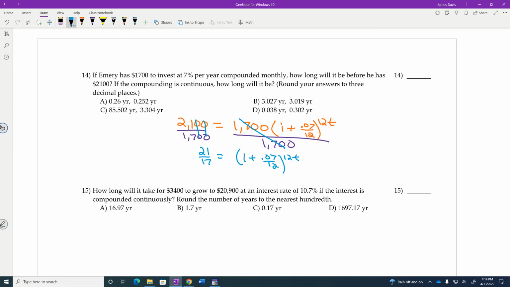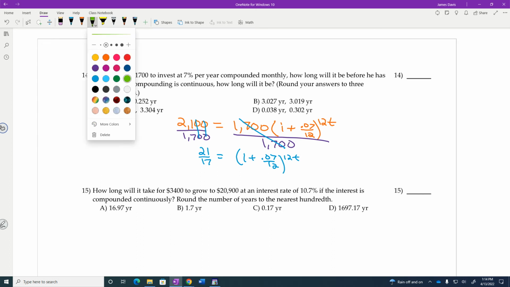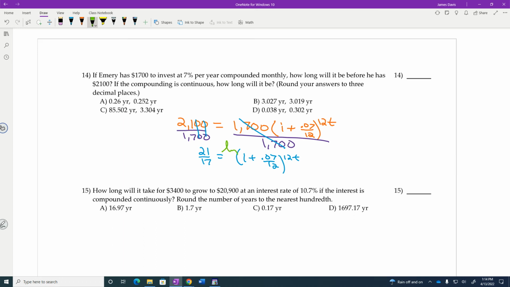Yeah, since it has the t up there, we need a natural log. The 12th root will not work, because we still have the t up there. Natural log both sides. That allows us to bring this down. So we get the natural log of 21 over 17 equals 12t times the natural log of 1 plus 0.07 over 12.